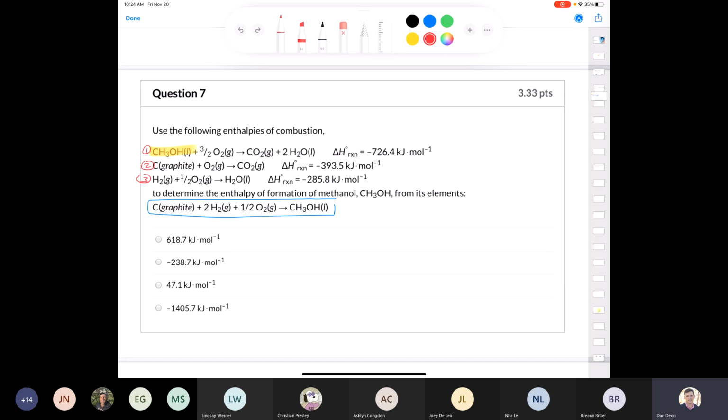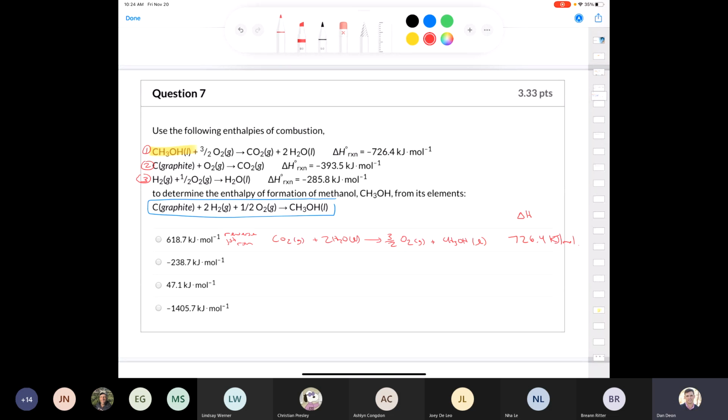So we'll put reverse first reaction. That's going to look like this. CO2 plus 2 moles of H2O gives you 3 halves or 1.5 moles of oxygen plus CH3OH liquid, delta H for that reaction. If I reverse it, I'm going to change the sign. So it'll be positive 726.4 kilojoules per mole.